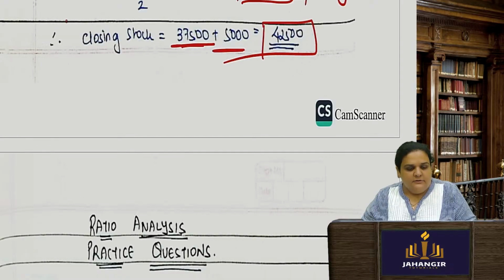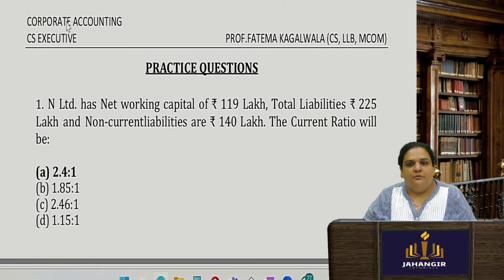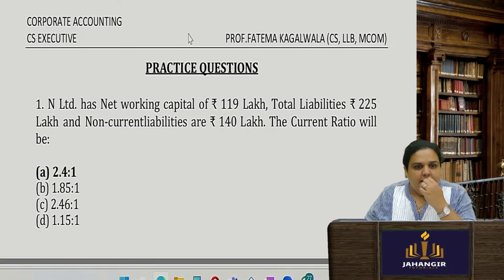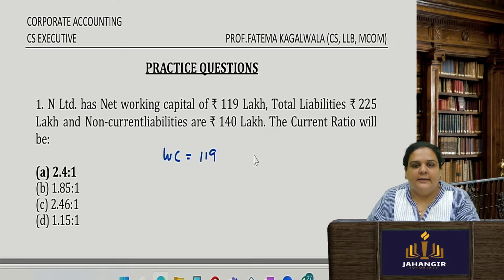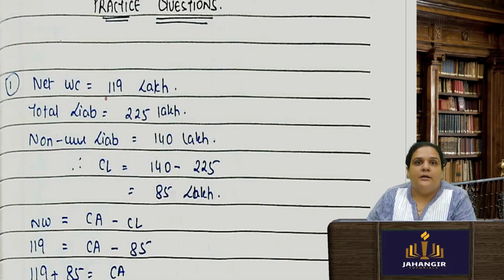Now, some practice questions I have taken. Quickly we'll solve. N Limited has a net working capital of 119 lakhs. Total liabilities is 225. Non-current liabilities is 140 lakhs. We have to find the current ratio. That means we need current assets and we need current liabilities. So net working capital given, total liabilities given, non-current liabilities given.